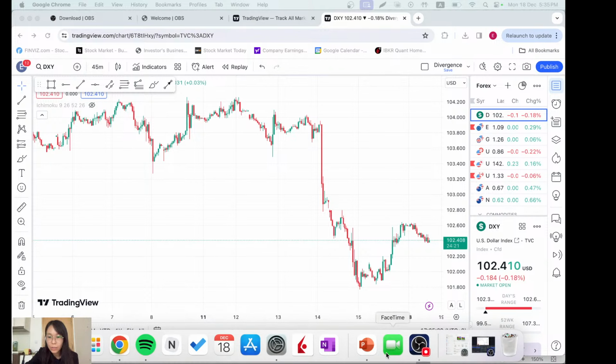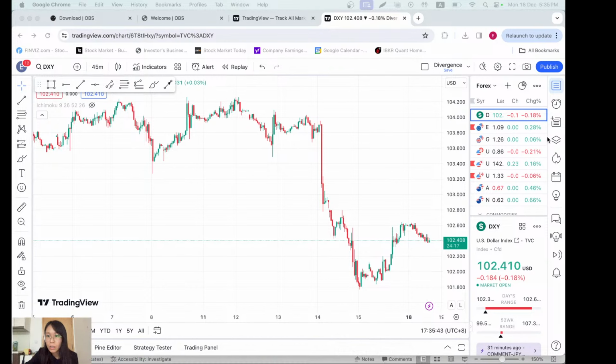Okay, so we'll be looking at some analysis today. First up, we will look at the dollar index. Thereafter, we will be looking through some currency pairs and indices. Please leave it in the comment section if you have some currency pairs that you'd like to look at.